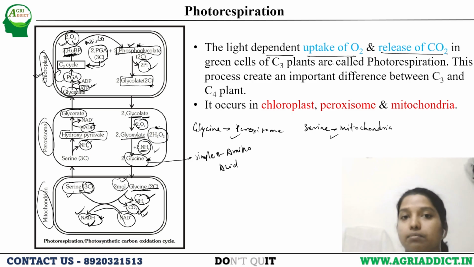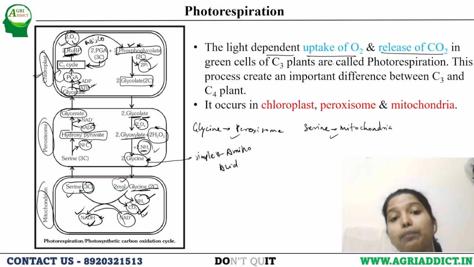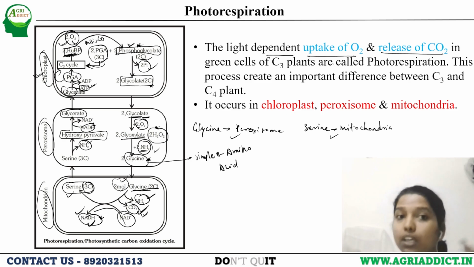In this photorespiration, because uptake of O2 is taking place, there is release of already fixed CO2. The plant fixes carbon dioxide using some energy, and that fixed carbon it is also releasing. Whatever energy is produced in that cycle, it is utilizing, and extra energy is also getting utilized. That's why we call it a wasteful process. So light-dependent uptake of O2 and release of CO2 in green cells of C3 plants is called photorespiration.